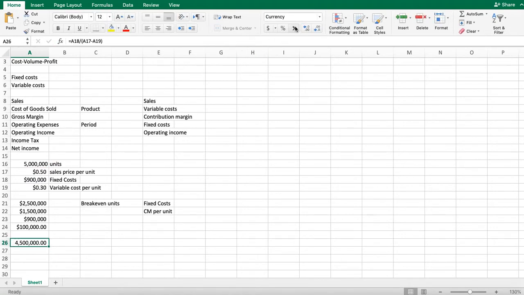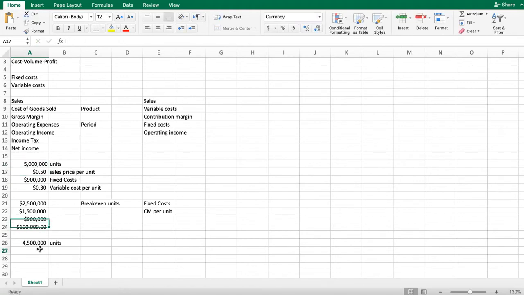And I don't want that dollar sign on there or those decimals, and the reason is because this is in units. If I'm dividing by the contribution margin per unit, then that's units. So if I wanted to check this, see here how we multiplied by A16? If I change this to 4,500,000, my operating income should equal 0, and it does. So I broke even. So that's how I know that that's right.